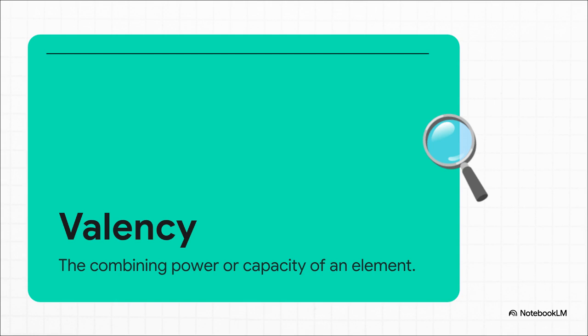A really easy way to think about it is like this. Valency is the number of arms an atom has to hold on to other atoms. For example, hydrogen has a valency of 1, so it has 1 arm. Oxygen has a valency of 2, so it has 2 arms to form bonds.